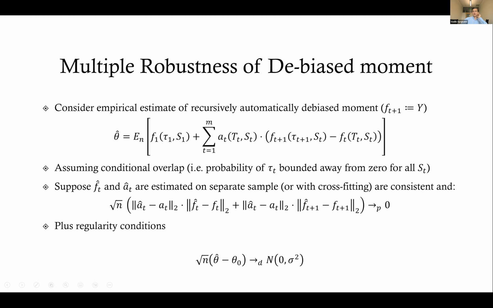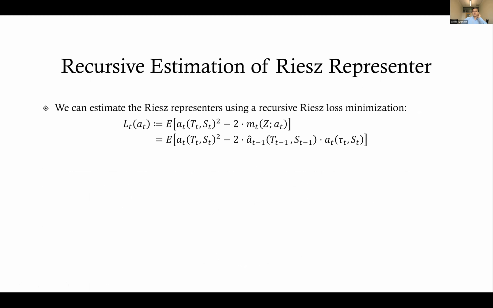So that's the main asymptotic normality theorem here. Now, how do you estimate the Riesz representer? We can estimate the Riesz representer using the idea of Riesz loss minimization, but now it's going to be a recursive Riesz loss minimization. The loss function is going to be A_t squared minus 2 times the moment. The moment at every step is going to be either the original moment or the previous Riesz representer multiplied by the new Riesz representer. So this is going to be the form of the loss function that you're minimizing at every step. And you do that again recursively from period 0 up till the final period.